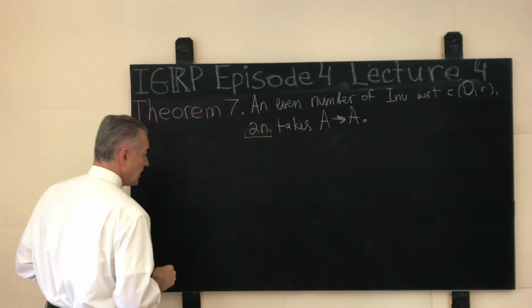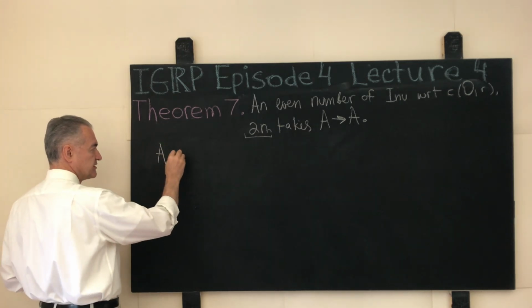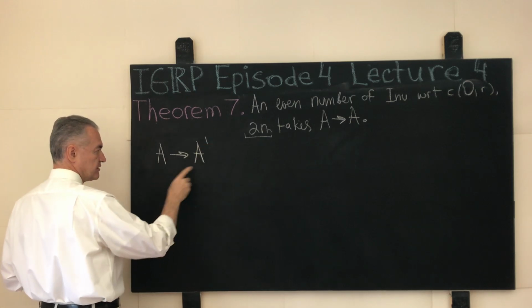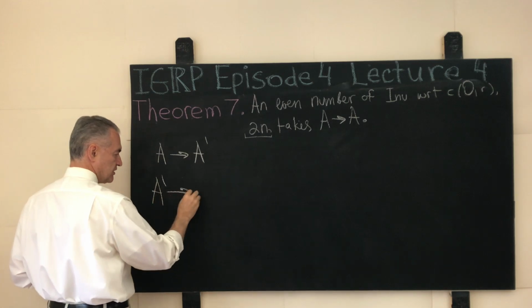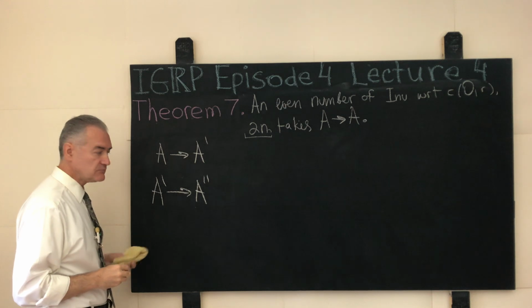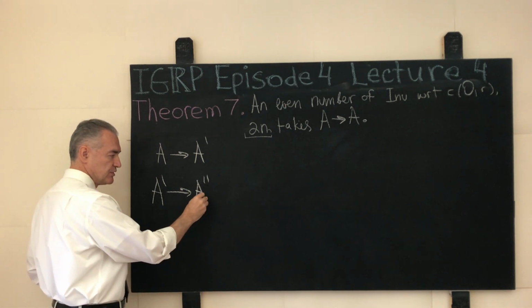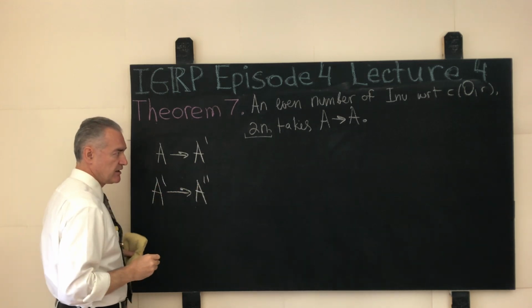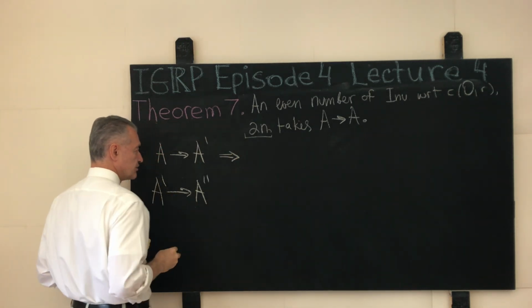So let's say under the first inversion, the point A is taken into the point A prime, and under the second inversion, the point A prime is taken into the point A prime prime. Then what does that mean? Well, for now, we assume that the point A prime is distinct from A, and we work under that assumption and see what is going on.